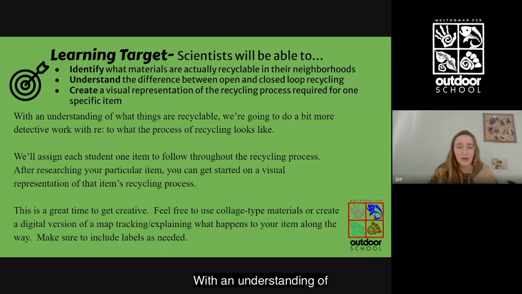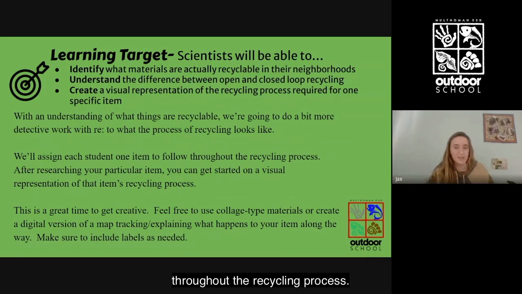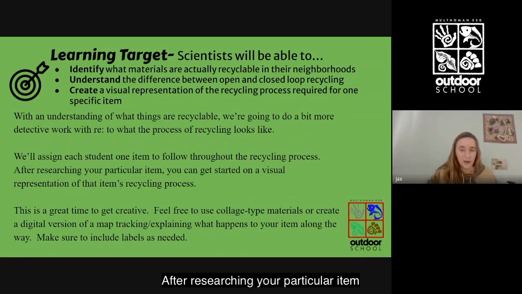With an understanding of what things are recyclable, we are going to do a bit more detective work to look at what the process of recycling looks like. So we're going to have each one of you choose an item to follow throughout the recycling process. That could be anything we talked about today that was recyclable. After researching your particular item, you can get started on a visual representation of what your recycling item goes through. This is a great time to get creative.